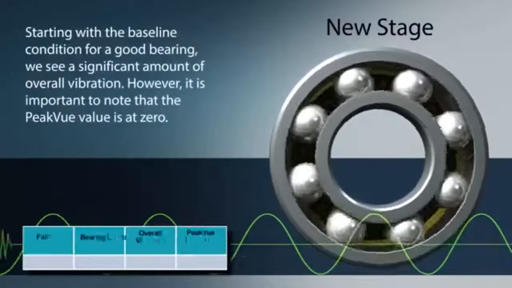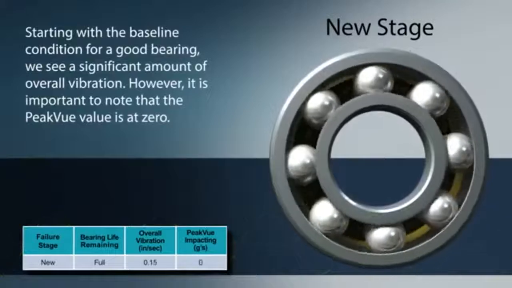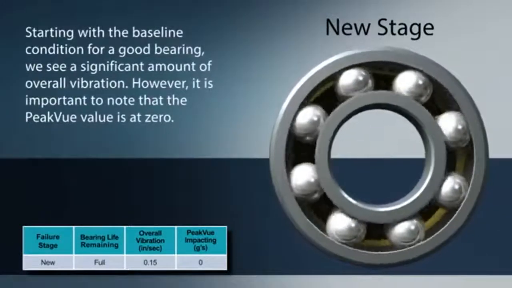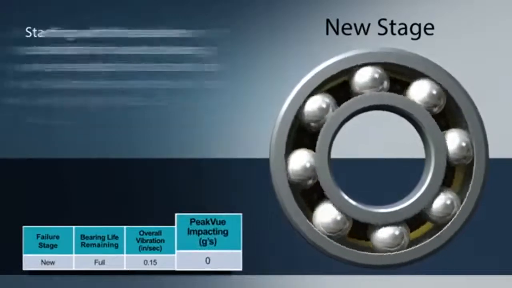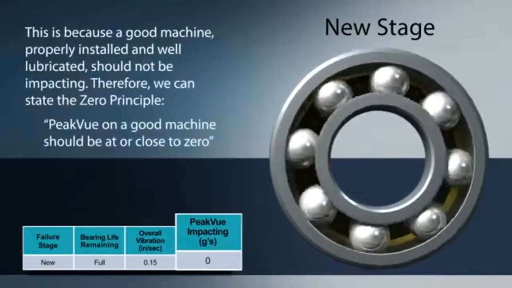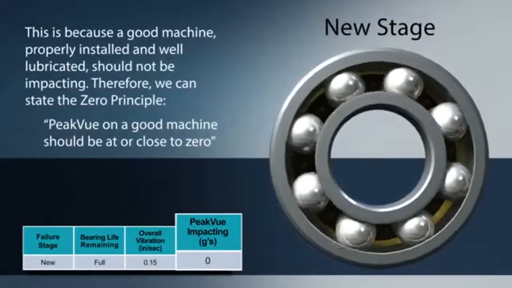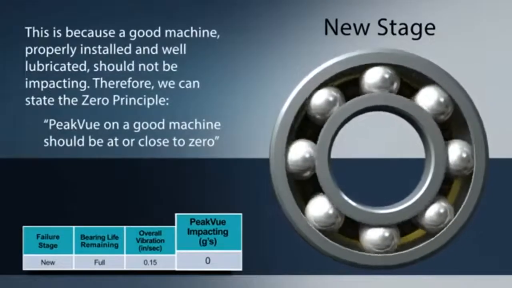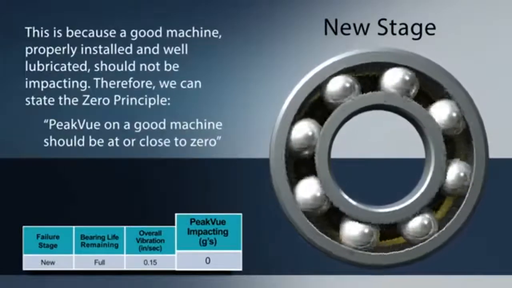Starting with the baseline condition for a good bearing, we see a significant amount of overall vibration. However, it is important to note that the Peakvue value is at 0. This is because a good machine, properly installed and well lubricated, should not be impacting. Therefore, we can state the 0 principle. Peakvue on a good machine should be at or close to 0.